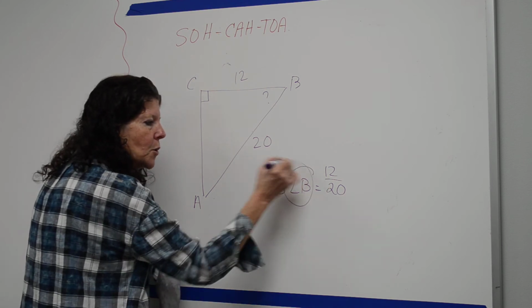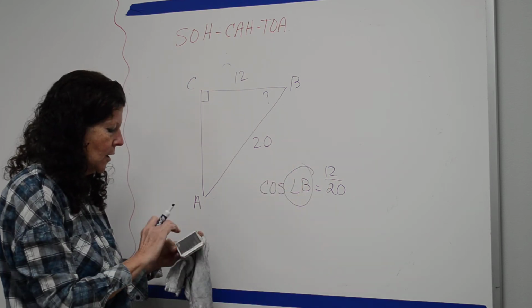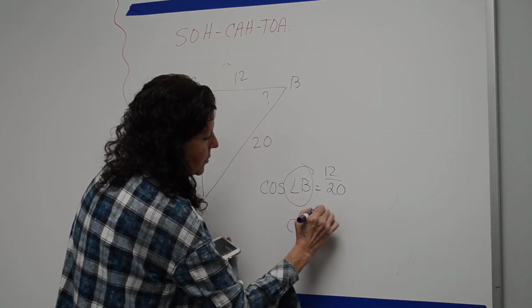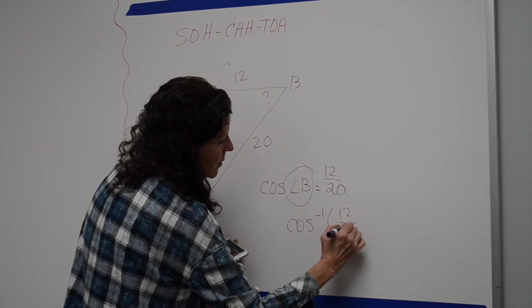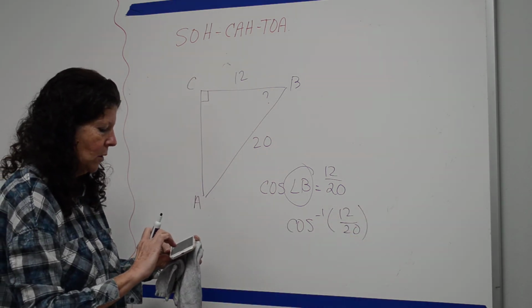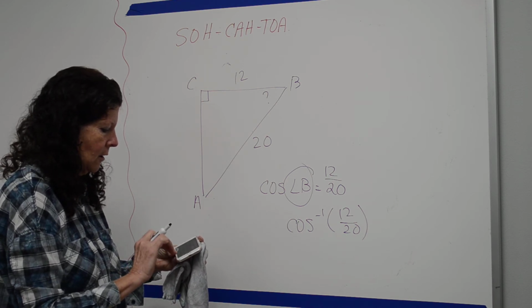But remember, I'm trying to find an angle. So I'm going to use the inverse cosine. So what I'm going to do is I'm going to type in, let me show you, 12 divided by 20, and I'm going to do inverse cosine on that.